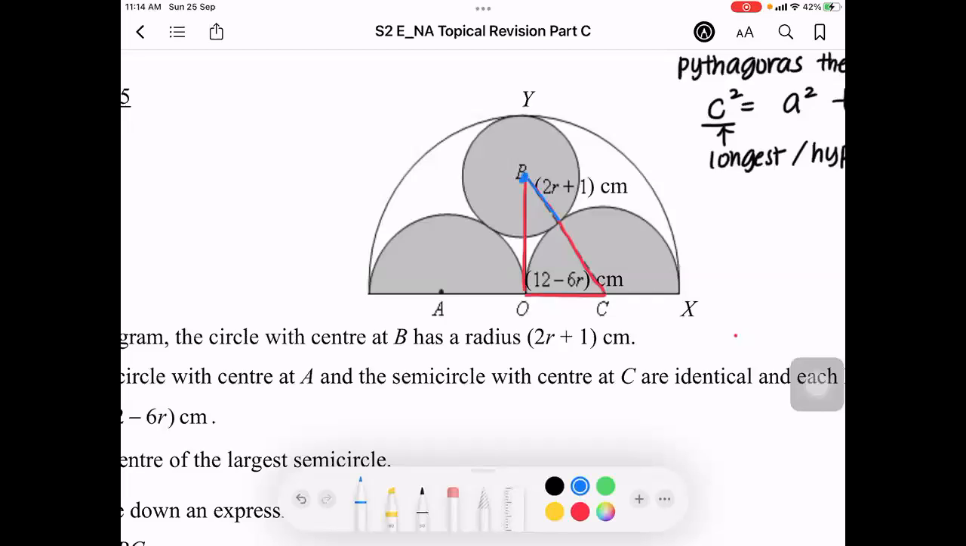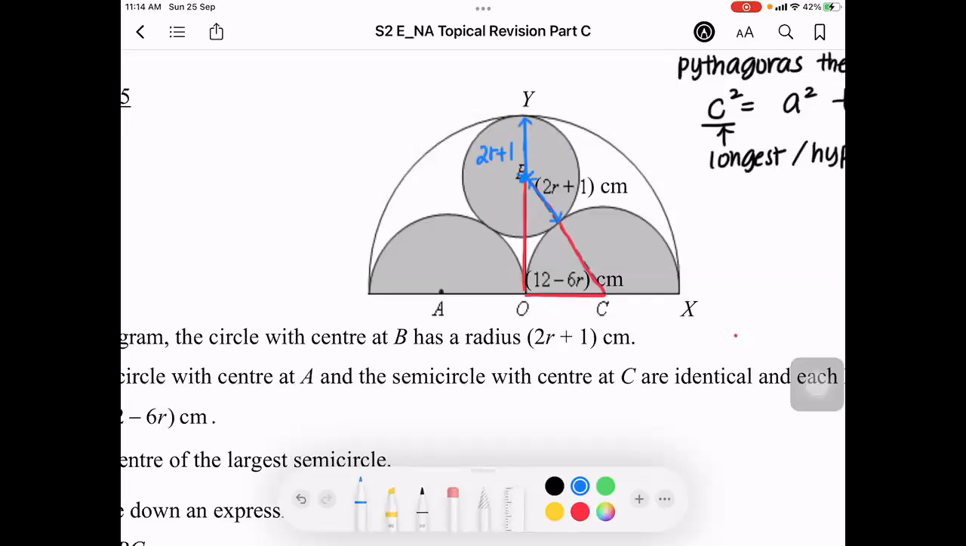Because it's a circle, you have to take note. This is the radius, this is the radius, this is the radius. All 360 degrees, all are radius. So when you have this kind of question, you need to take note. This part is also 2r plus 1. This portion is 2r plus 1 also.